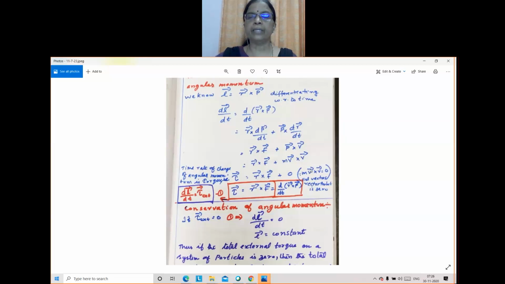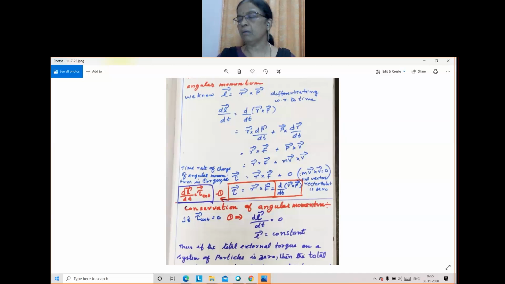And in the cross product we have studied its properties. If two vectors are in the same direction, the velocity's direction will be in the direction of momentum. Both are in the same direction. What is the angle between them? When both the vectors are in the same direction, what is the angle between them?